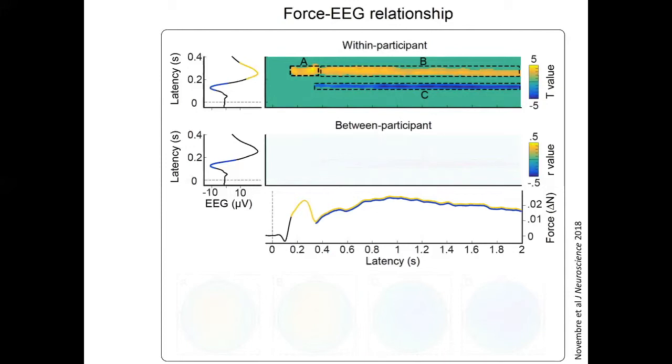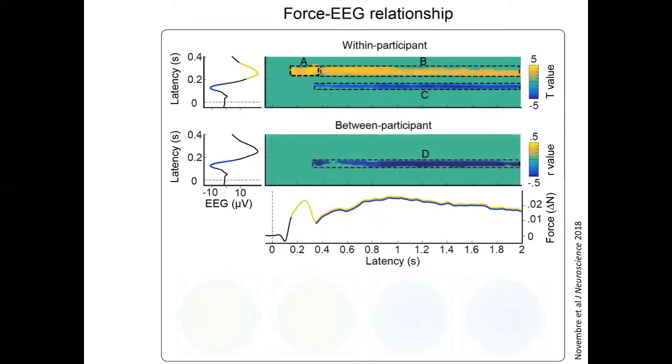Instead of entering single trials, you enter one average from each subject, and then you test whether people with a big vertex wave also have a bigger modulation of force. And then you do get the same here, a negative correlation at CZ. This is a cluster-based permutation, so it's quite a strict test. There is a trend of something happening there.